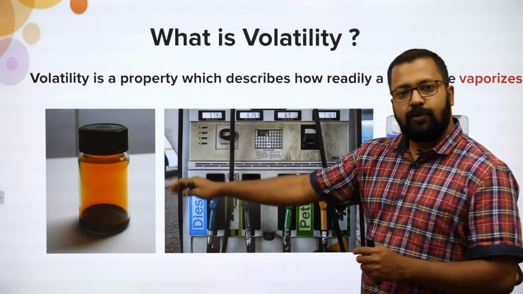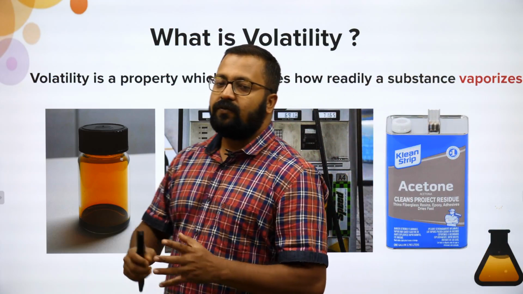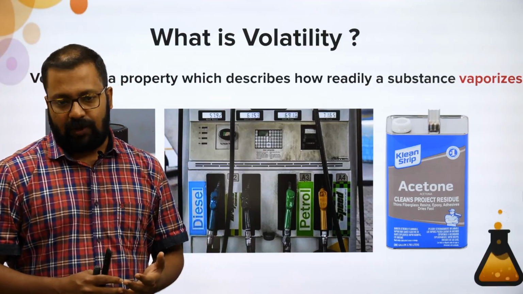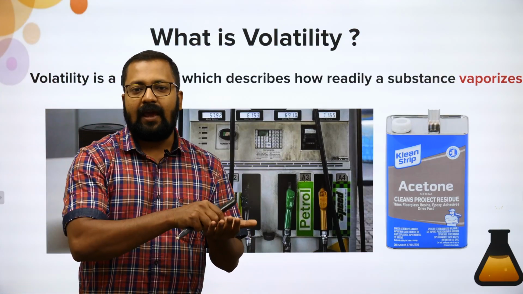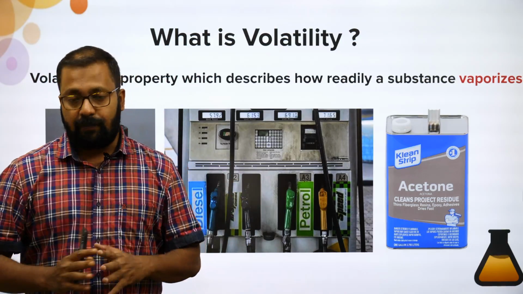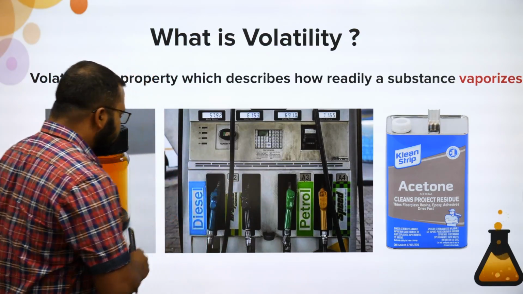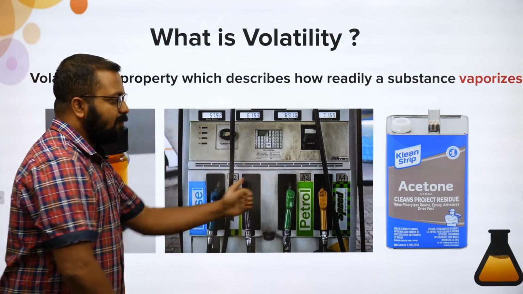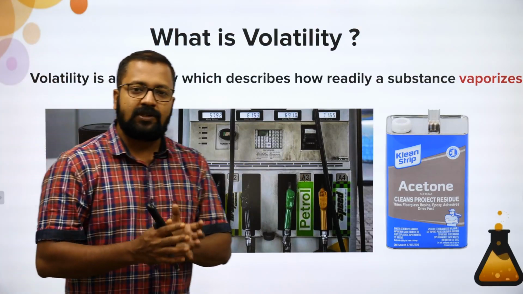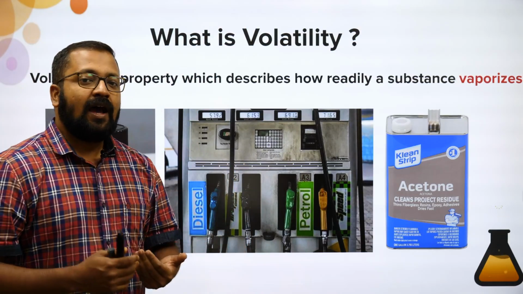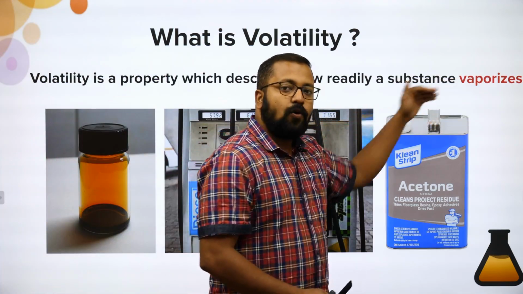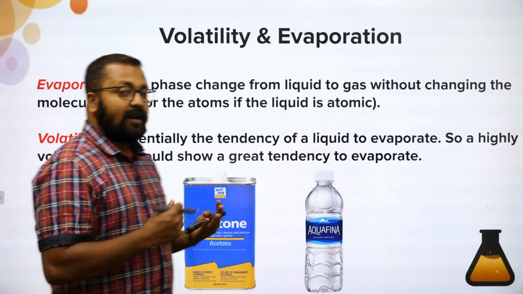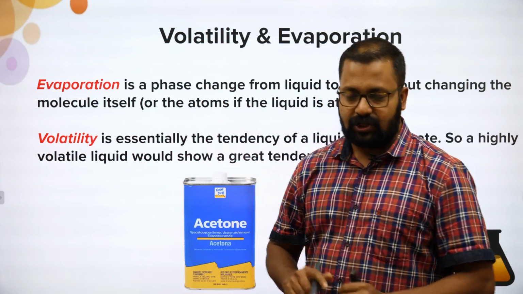Okay, ये सारे examples जो आपको दिख रहे हैं, all of these examples are for those substances which even at room temperature very rapidly convert into vapors. So if I place some acetone in my hand, it will very rapidly convert into vapors. So all of these examples give us an example of what is volatility, which describes the tendency of how easily a substance vaporizes. So volatility is that. What is the relation between volatility and evaporation?